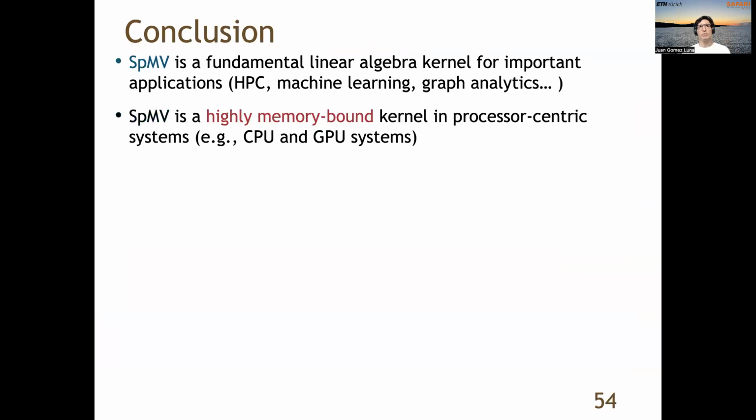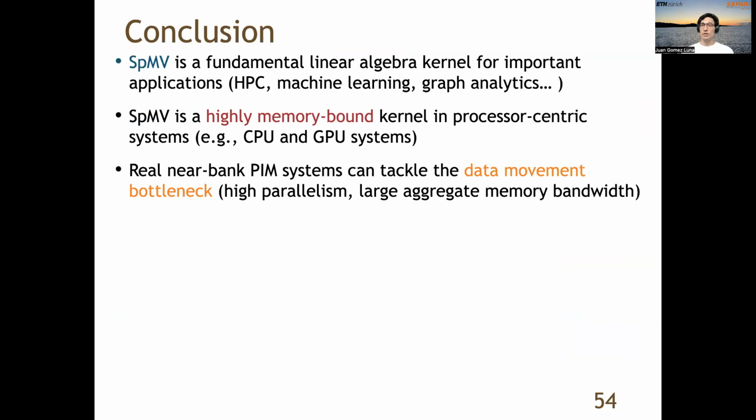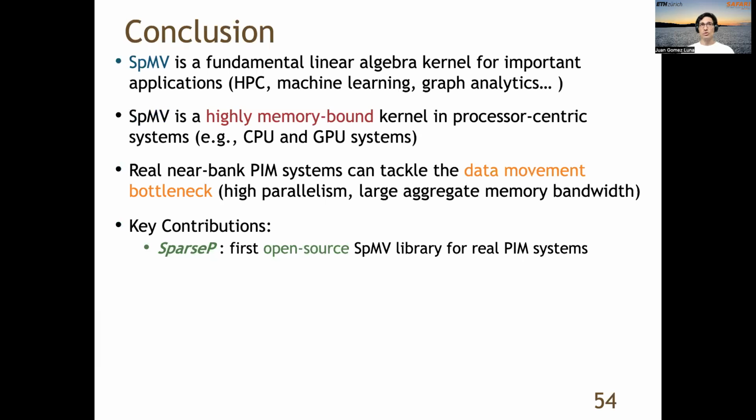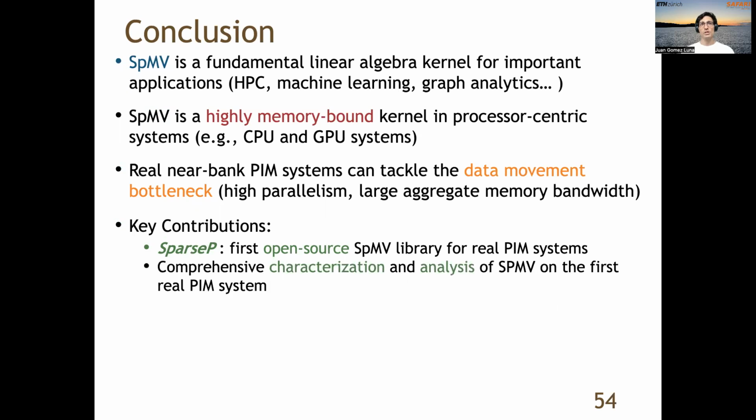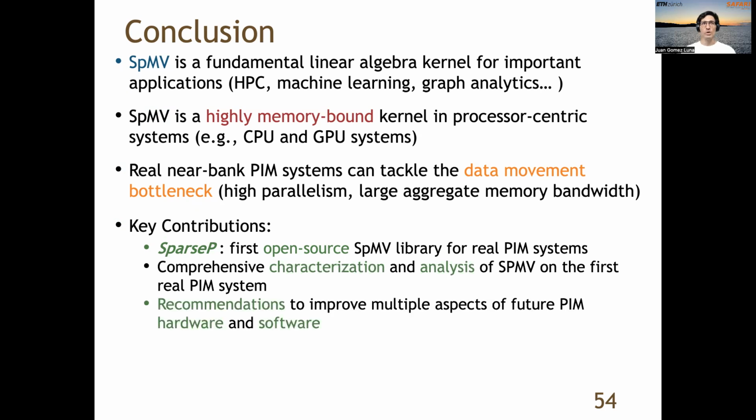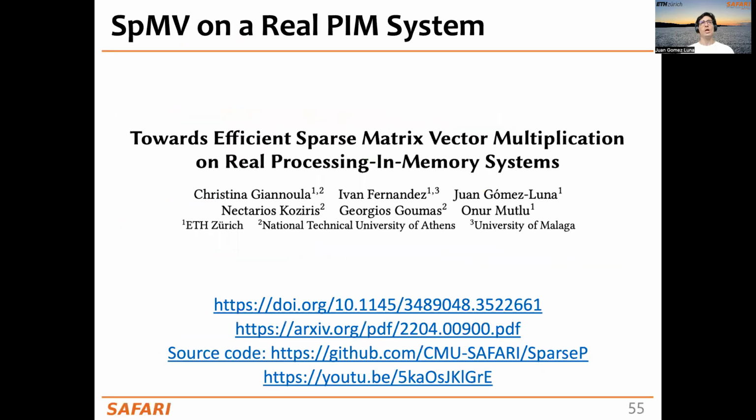In conclusion, SpMV is a fundamental linear algebra kernel for important applications in HPC, machine learning, graph analytics, etc. It's highly memory bound in conventional processor-centric systems, and processing-in-memory systems can tackle this data movement bottleneck. Key contributions of our work are Sparse, which is the first open source SpMV library for real PIM systems, with a comprehensive characterization and analysis of SpMV on a real processing-in-memory system, and multiple recommendations to improve hardware and software in the future.